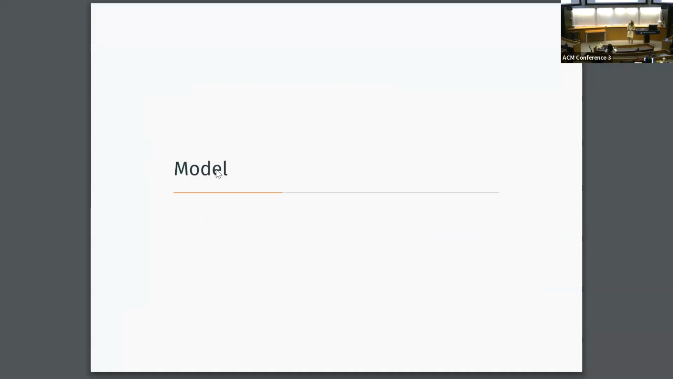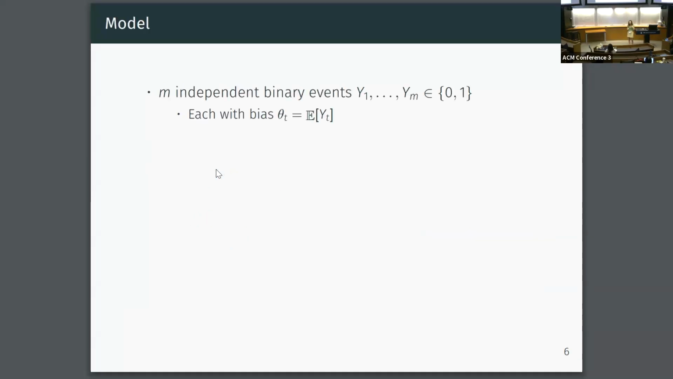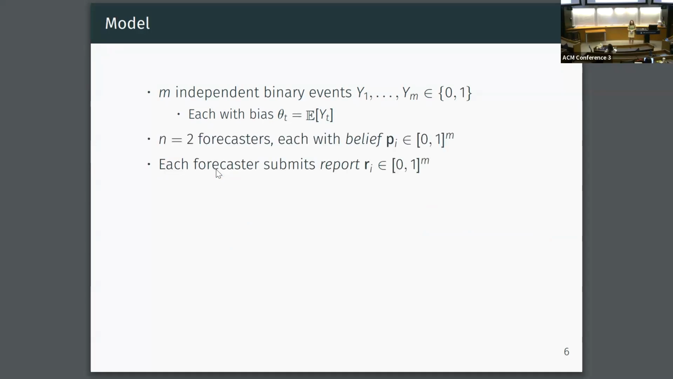All right, so we're just gonna get into the nitty-gritty of the model really quick. This lines up with the example that I had in the beginning. We have m independent binary events, and each event has some bias, theta sub t, which is the expected value of those random events. And we're going to consider n equals 2 forecasters for the next couple of slides.